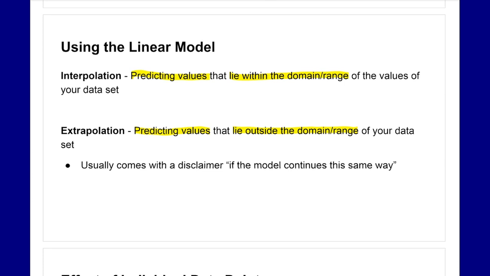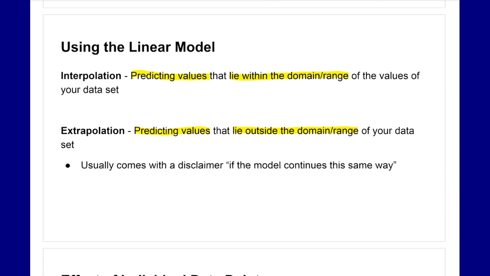When we talk about extrapolation, it usually comes with a disclaimer: if the model continues this way, this is what we think our prediction will be. The reason is that with extrapolation, we don't know what's going to happen. If you were to measure someone's height over the first, say, 15 years of their life and graph it, you should have a good relationship: as your age increases, your height increases. So we'd have a fairly decent line of best fit.